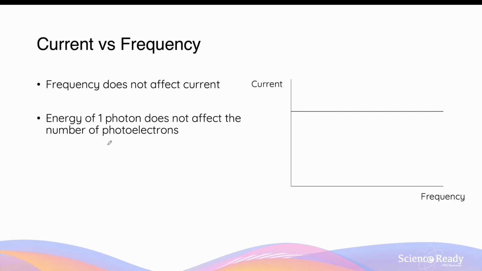If we plot the current reading against the frequency, we'll see something similar because the frequency does not affect the current size. Frequency determines the energy of a single photon, whereas current is a measurement of the total charge over time. That is the number of electrons that are being ejected. The frequency only affects the kinetic energy of a single electron. The energy of one photon does not affect the number of photoelectrons because, again, energy from a single photon is only transferred to one photoelectron. Having a higher frequency only increases the kinetic energy, not the current reading in the photoelectric effect.